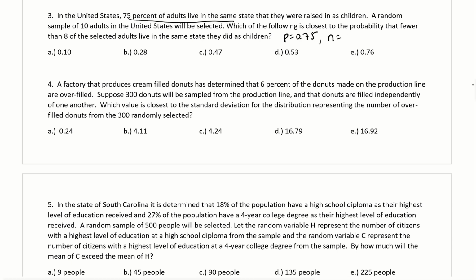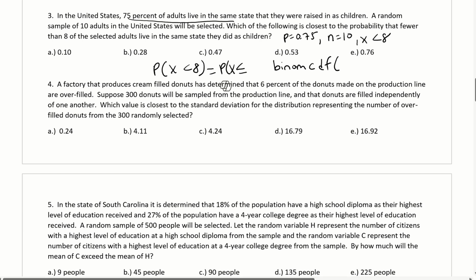We have n is equal to 10 adults, and then we want that to be less than 8, right? Fewer than 8 means less than 8. Okay, so then we're using a binomial distribution, binomCDF, and remember that since we're doing the probability that x is less than 8, the binomial CDF function only applies to less than or equal to.